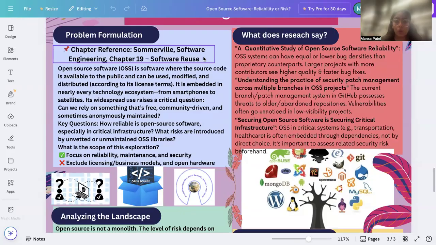But its widespread use also raises the concern of whether it is maintained as reliably and as efficiently as it needs to be. So those are some of the questions that I would try to answer in this report, focusing more on the maintenance and security side.